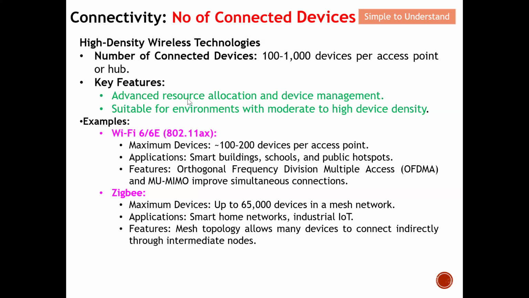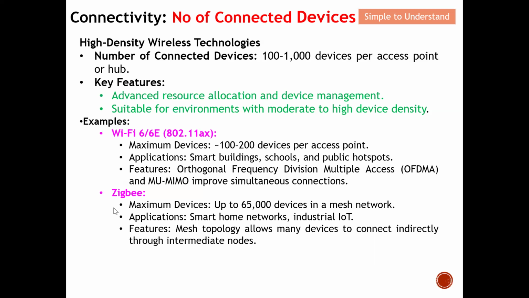So this one here, they are actually very suitable for environment with moderate to high device density. For example, the newer Wi-Fi, or maybe the Wi-Fi that we are currently using before we onboard onto Wi-Fi 7, the maximum device may be up to 200 device per access point. Some of the key application will be smart building, in terms of campus and also some form of public hotspot here. Key feature is basically we can see how this OFDMA and also this MU-MIMO can improve the simultaneous connection under this Wi-Fi 6E.